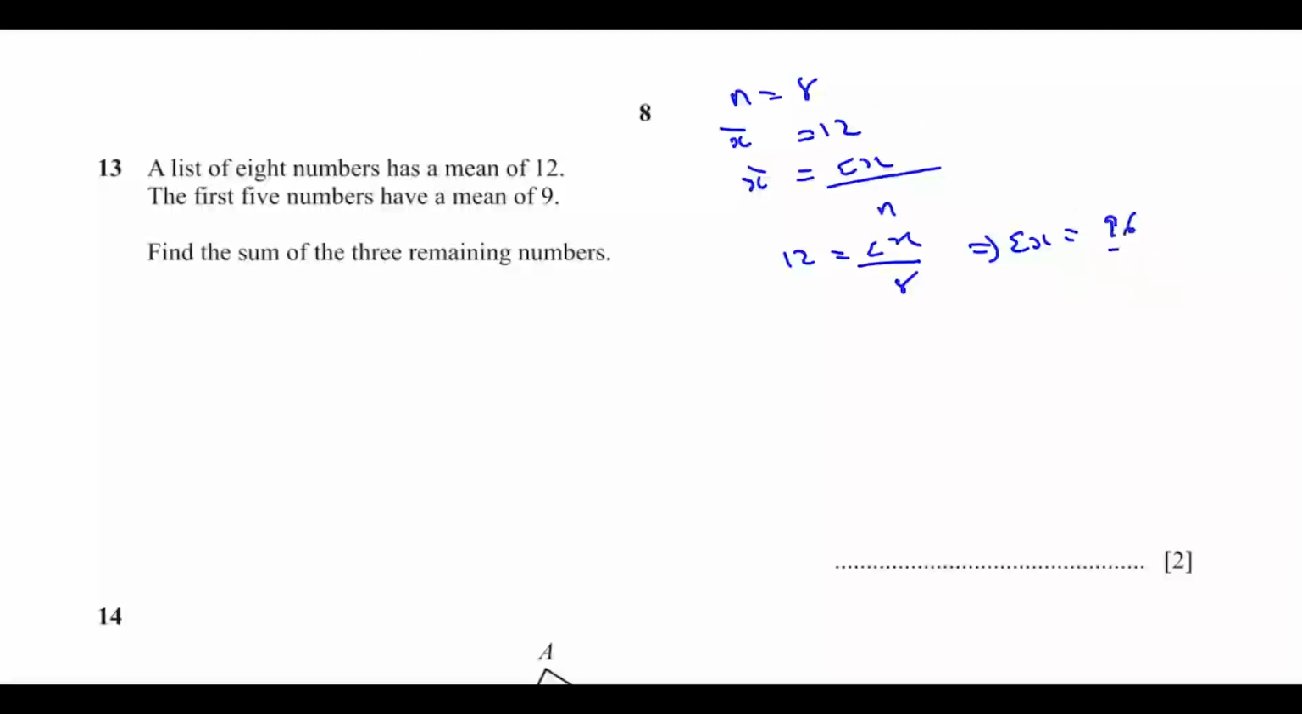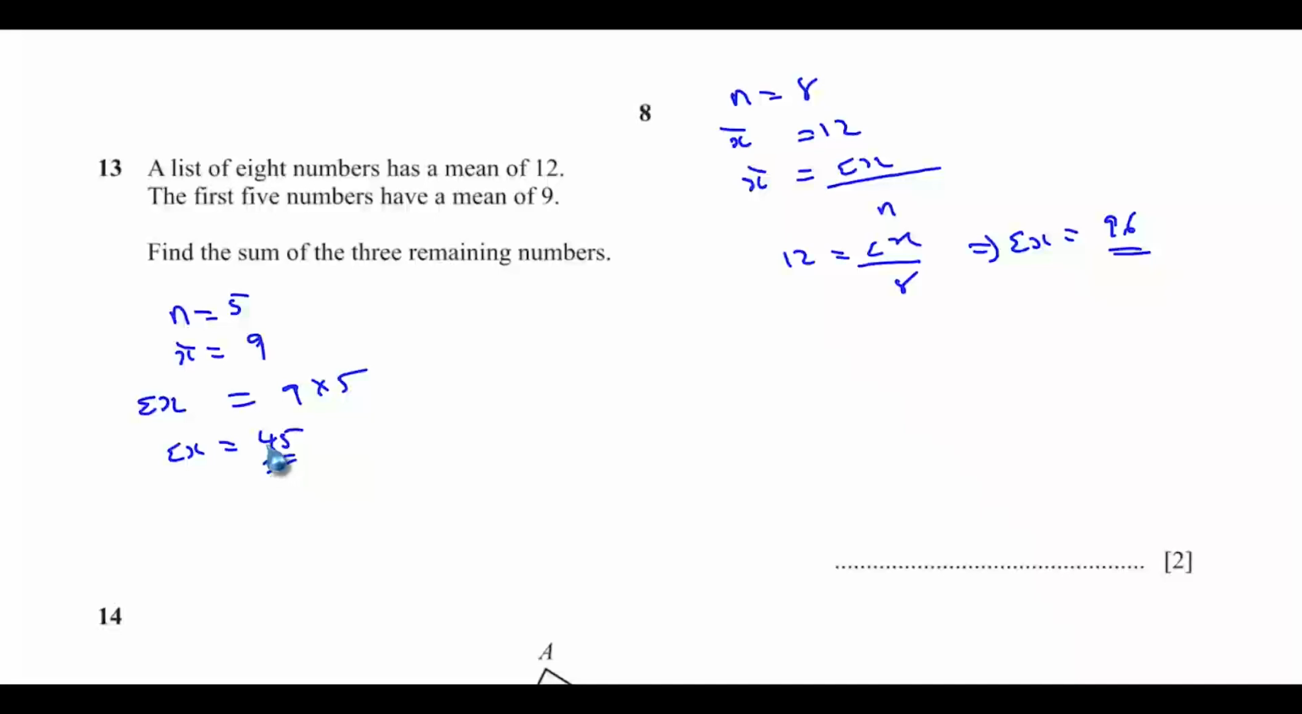We have 96 here. So the first 5 numbers have a mean of 9. That means when n equals 5, the mean equals 9. We can do the same thing here. So summation x will be equal to 9 times 5. Following this pattern, summation x will be equal to 45 for the first 5.